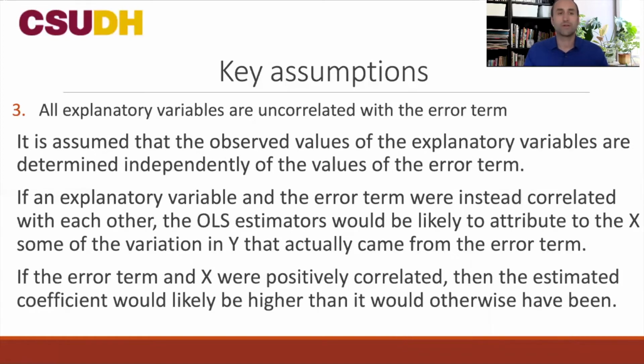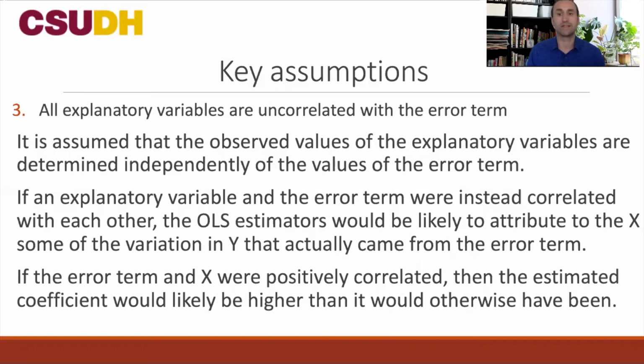Now this is a really important one. All explanatory variables are uncorrelated with the error term. It is assumed that the observed values of the explanatory variables are determined independently of the values of the error term. If an explanatory variable and the error term were instead correlated with each other in some way, there could be bias introduced into the OLS estimators.